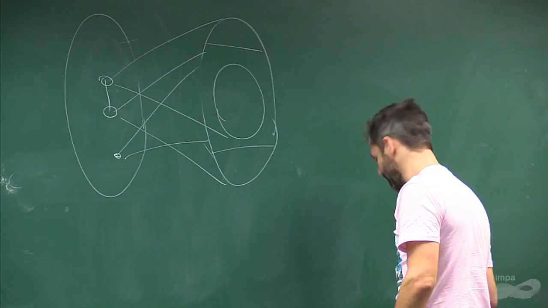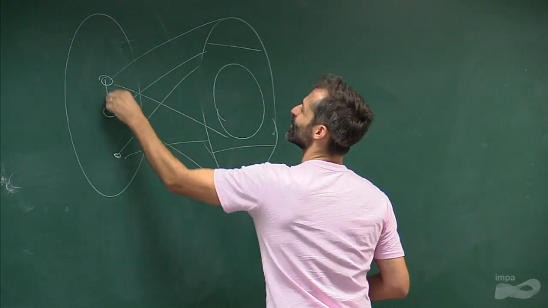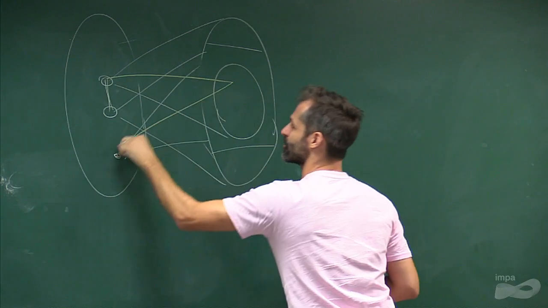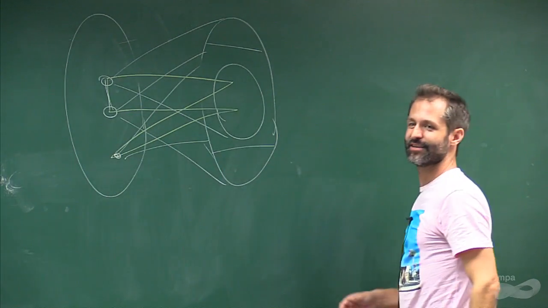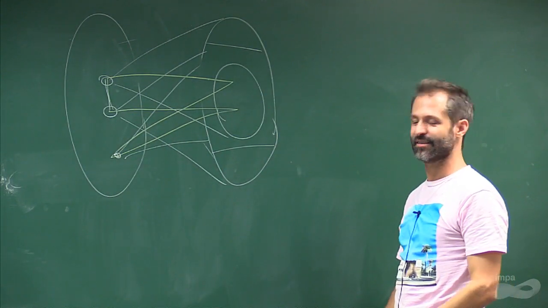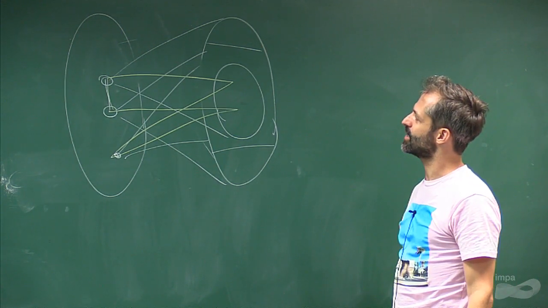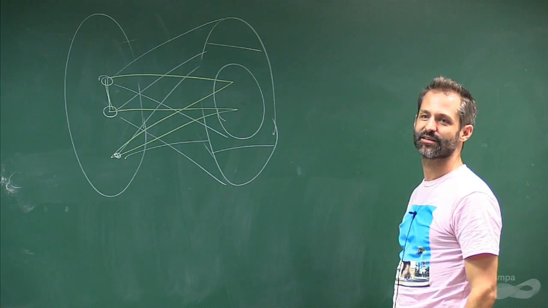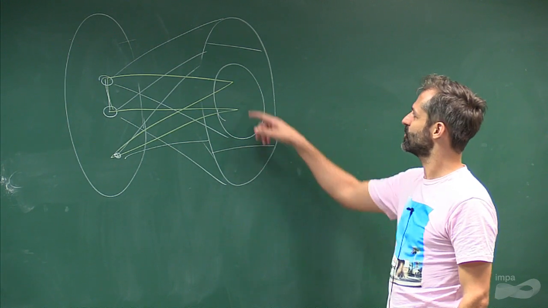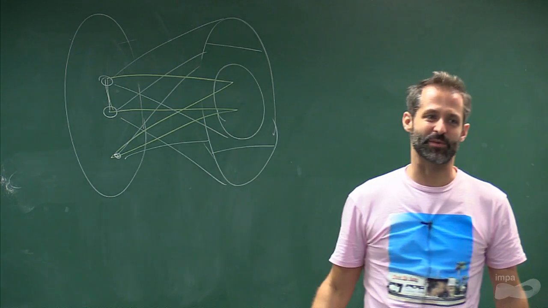And now I claim we have a C5. 1, 2, 3, 4, 5. Any pair of vertices in here. So we didn't just find one. Actually, we found many. Right? You can basically choose these, you put n cubed of them or something.